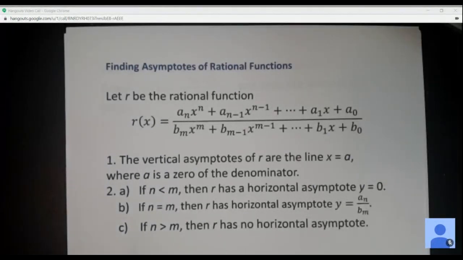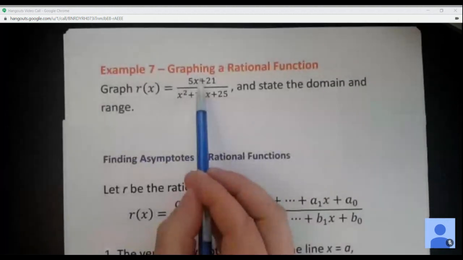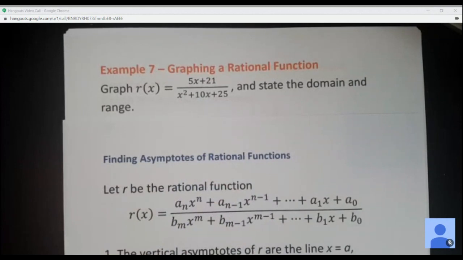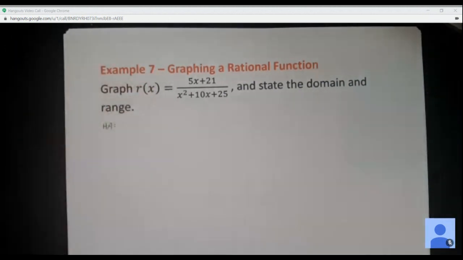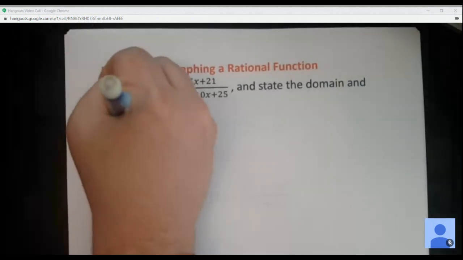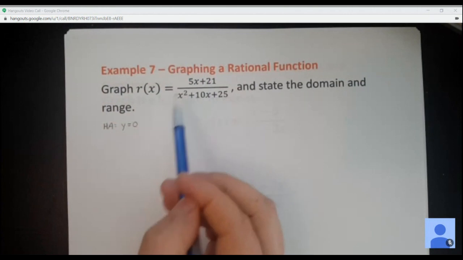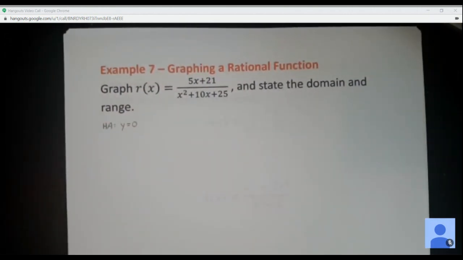It's A, right? Because in this one, our N value is actually less than our M value. Because looking at this now, we have an exponent of 1 in the numerator, we have an exponent of 2 in the denominator. Since 1 is less than 2, this is the one we're looking at, which means we're going to have a horizontal asymptote at y equals 0 instead. Okay? So no work to be done, just y equals 0. And again, that's because this exponent is smaller than that exponent, and that's what it'll always be if that's the case. Any questions on that part?